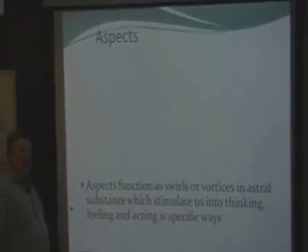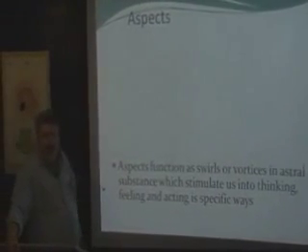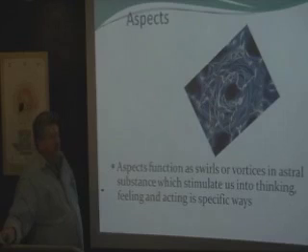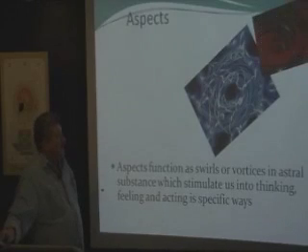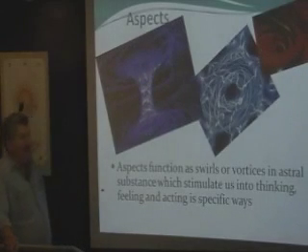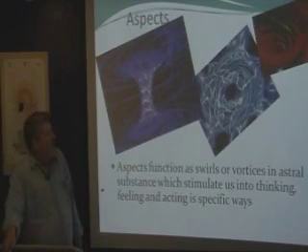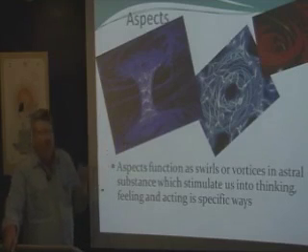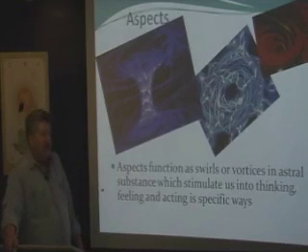So, I like to describe them as being swirls or vortices in astral substance. And what these vortices do is they stimulate us into thinking and feeling in certain ways. So here are some images of vortices. These don't necessarily match up with planetary angles, but they give you a visual image of energy movement. So each aspect is moving in a different fashion, or with a different color, or a different vibration.